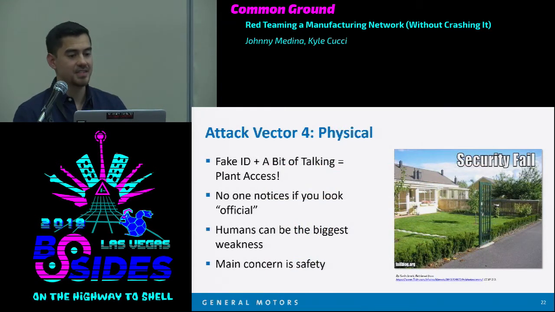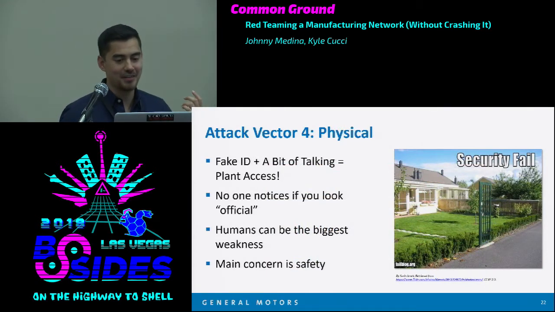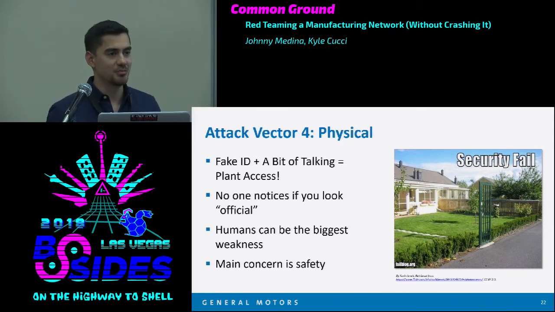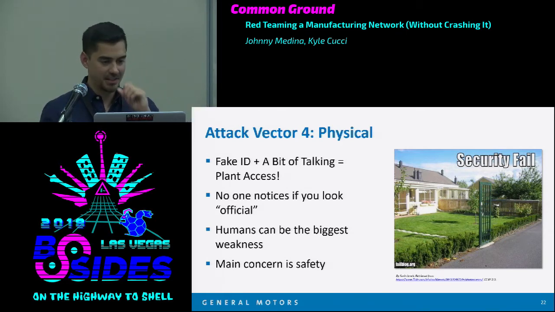The last attack vector is the physical. We have an example there of a security fail. So you put up a gate, you put up a door, great, but there's no fence supporting it. People can just walk around, through the brush. Physical, as we're going down again, less opportunity here. You have to physically be there within the manufacturing environment. You have to interact with other humans, unfortunately.